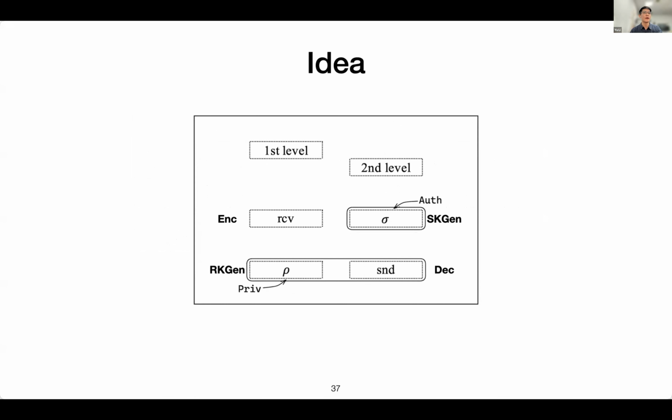The algorithms Extract and Encrypt associated with identities rho and RCV are the first level, while the second level consists of the algorithms Sign and Decrypt associated with identities sigma and SND. This two-level AIBE corresponds to the two security requirements of IBME respectively. The privacy property of IBME relies on the anonymity of this two-level IBE, while the authenticity corresponds to the unforgeability in the second level.